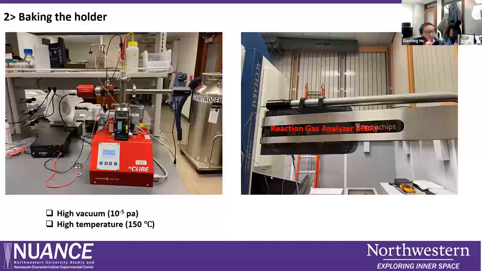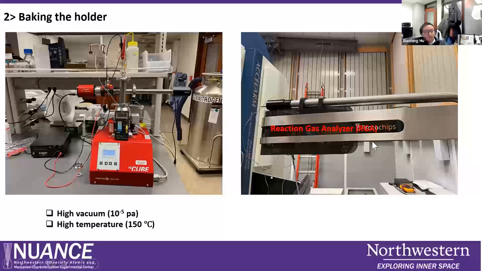So last year, Nathan and Kumar, we worked together, we designed, we modified our pump station. We added some lamp, so we built a holder baking system. It can keep your holder in a high vacuum condition, meanwhile at a high temperature, we can go to a high 200. Then we can evaporate all the residual hydrocarbon or polymer or any other contaminants on your holder.